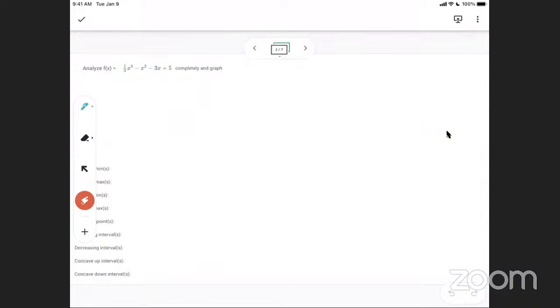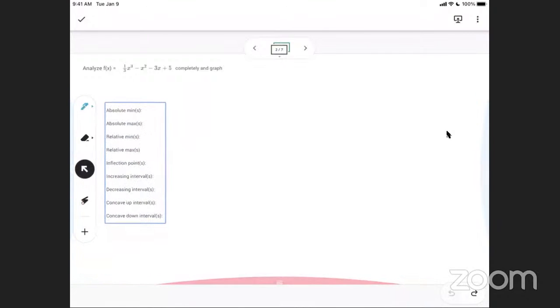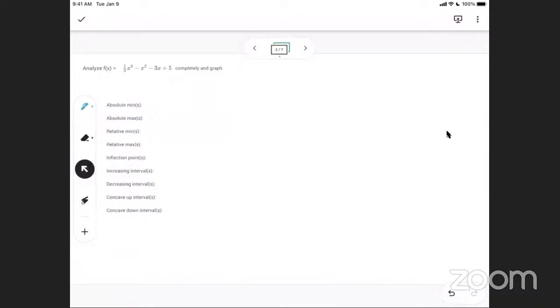So can we move on to the next one? Yeah. Just going to move it a little bit so I can see it better. Okay, so it says analyze completely in graph. So you can see that we're going to want to find the derivative. So the derivative, f inverse of x. Can I just do this quickly here? x squared minus 2x minus 3.